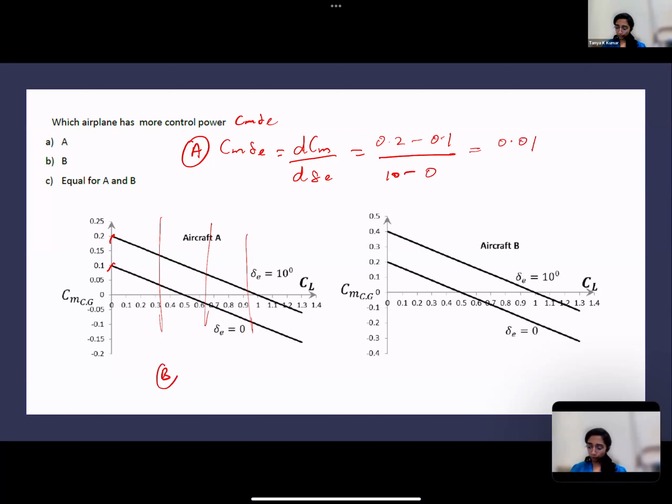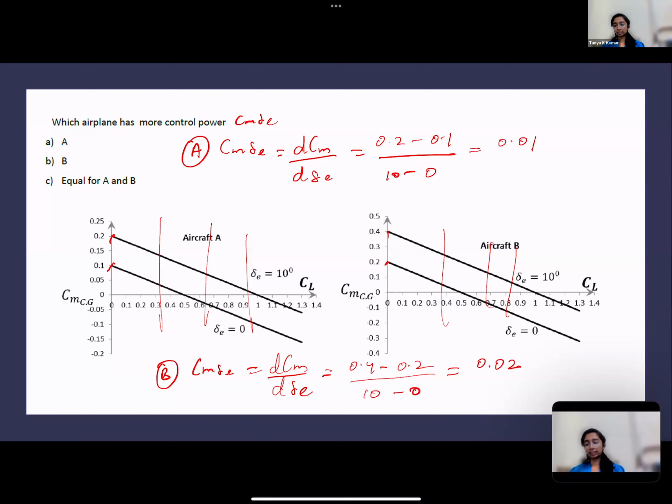Now let's do it for the B aircraft. Again, you can take it at any point. I will be taking it at the first. So CM delta E, dCM by d delta E, is 0.4 minus 0.2 by 10 minus 0. How much will this come to? 0.02. So which aircraft has more control power? B, exactly. So this is how you answer such graph questions. Try to find out the term that is given to you exactly. It's more often than not the slope.